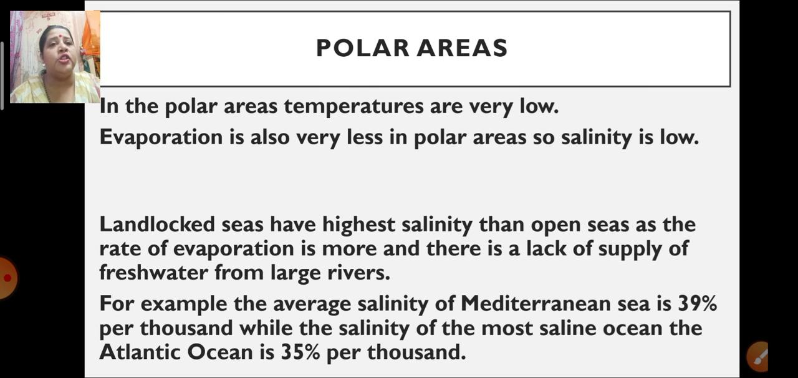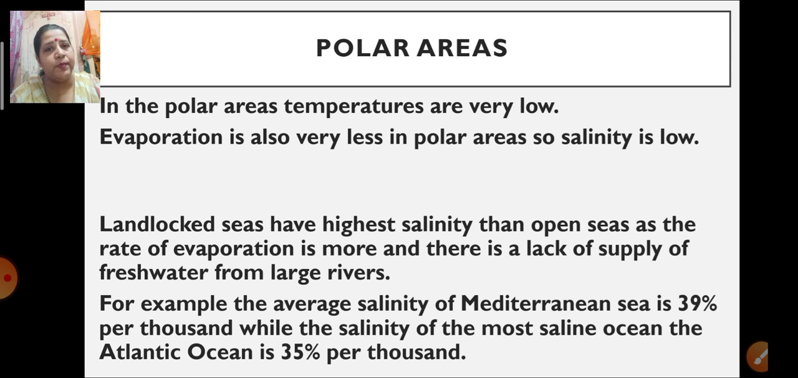So what type of salinity will be over here? Salinity also is low. In the polar areas, temperature is low, evaporation is less. So polar area salinity is also low. So this is the distribution of temperature on the Earth's surface, and according to the temperature, the salinity also differs. Next we'll talk about the landlocked seas.